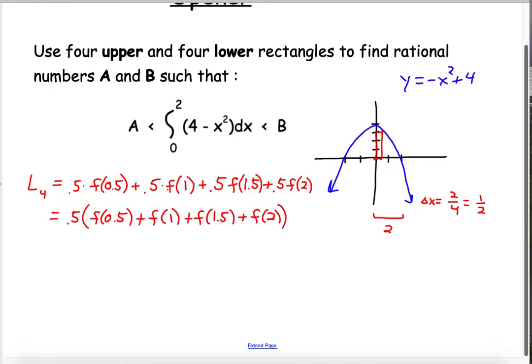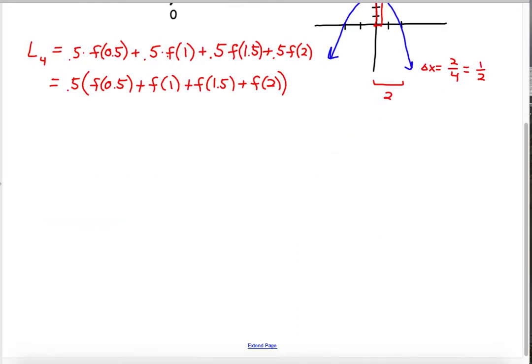Now we could use a calculator, but that's just a waste of time. We can do this in our heads, right? 0.5, wait, what was my function? Y equals 4 minus x squared, or negative x squared plus 4, either way. Okay, so 0.5, that's going to be 0.25. 4 minus that gives me 3.75.